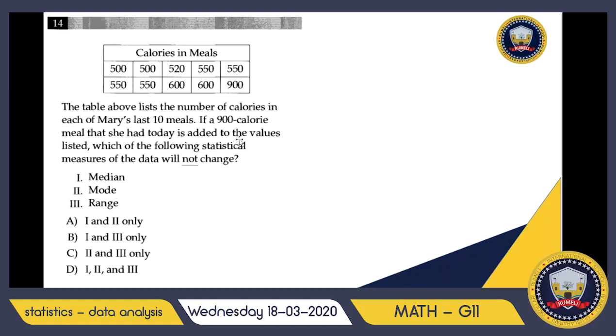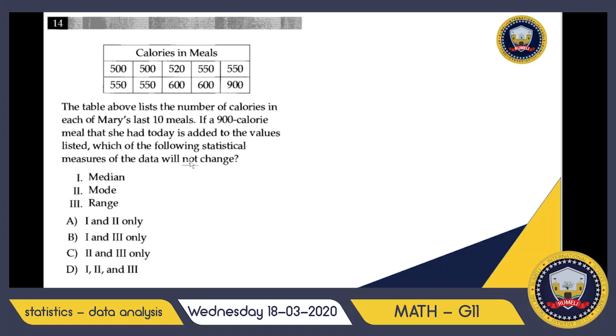So instead of having n equals 10, which is the number of samples, the new number of samples now is 11, keeping this 900 in mind. He's asking me about three main parameters: the median, the mode, and the range, before and after adding this value to the list.